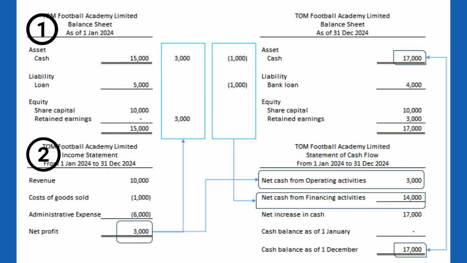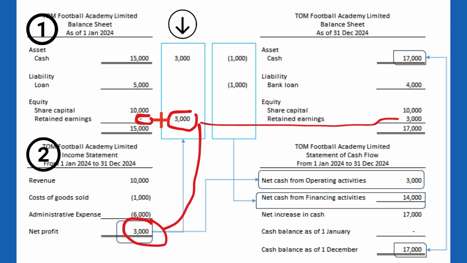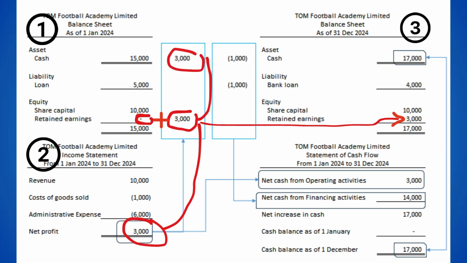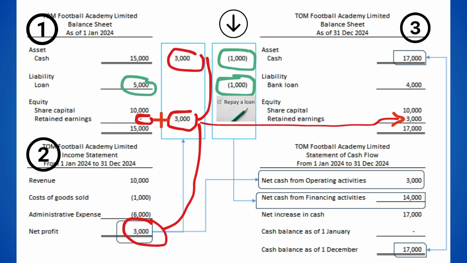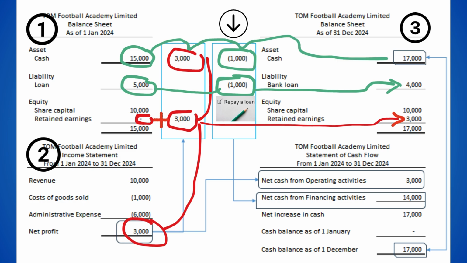Now, let's see how these transactions are reflected in the financial statements. First, assuming no dividends are paid, the net profit of $3,000 is fully retained by the company and becomes its retained earnings. Since all the revenues received, costs, and expenses paid in my case are in cash during 2024, the cash balance increases by $3,000. Additionally, the partial repayment of the loan, $1,000, reduces the total loan balance to $4,000 as of December 31st, 2024. Putting it all together, the cash balance increases from $15,000 to $17,000 by the year end.